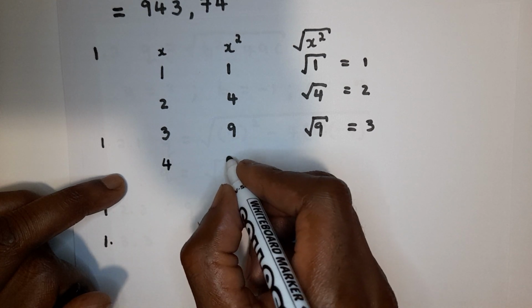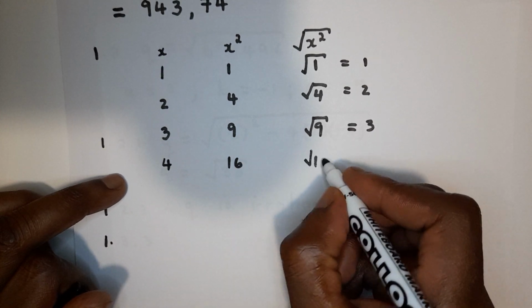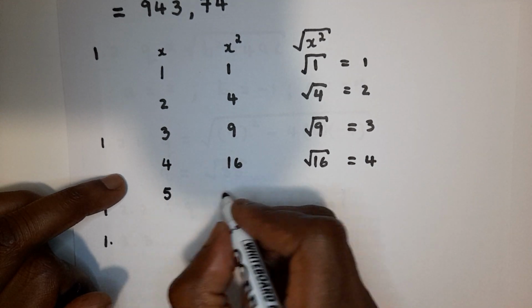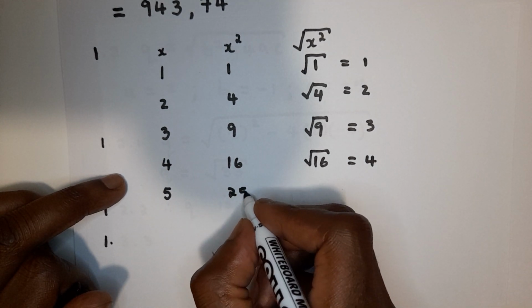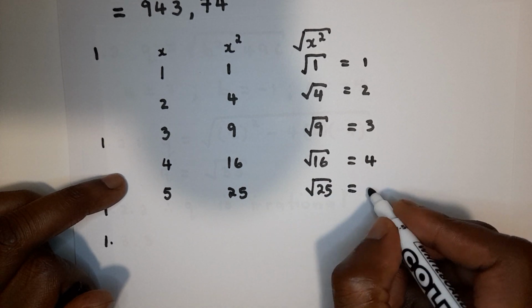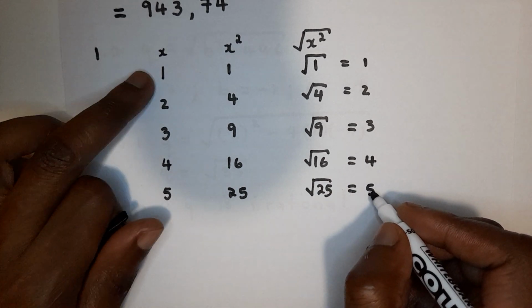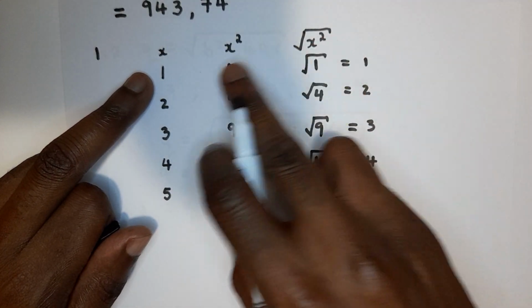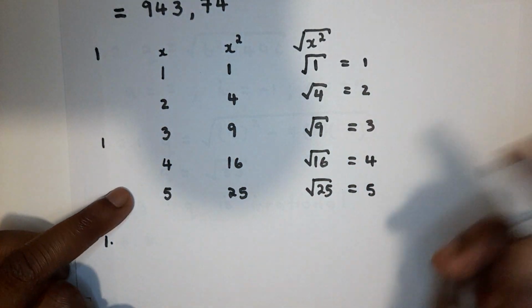So 4 squared is 16. The square root of 16 is 4. Then I do it for 5. This gives me 25. Square root of 25 gives me a 5. You will notice that when a number is squared and then you take the square root, you get the number back.